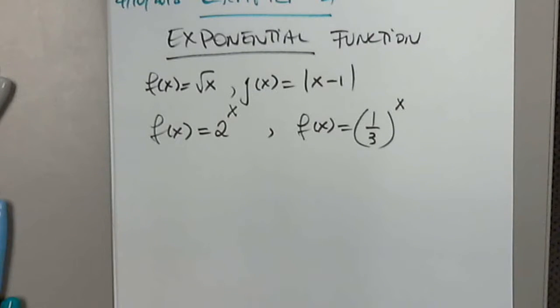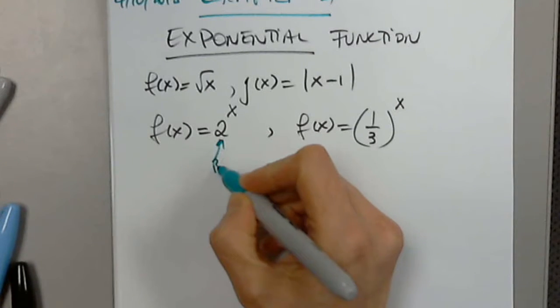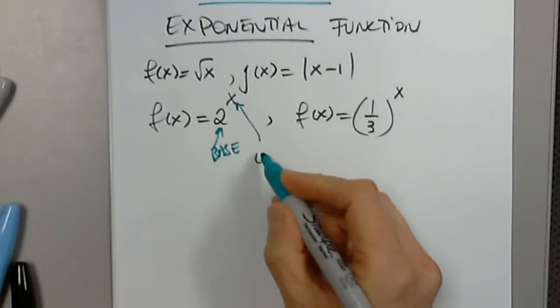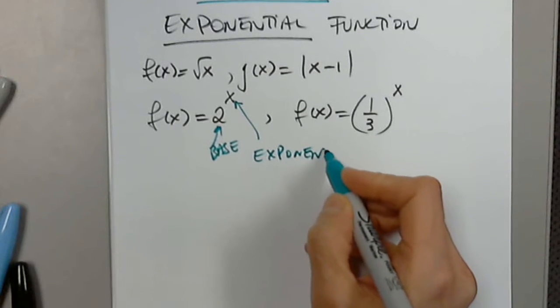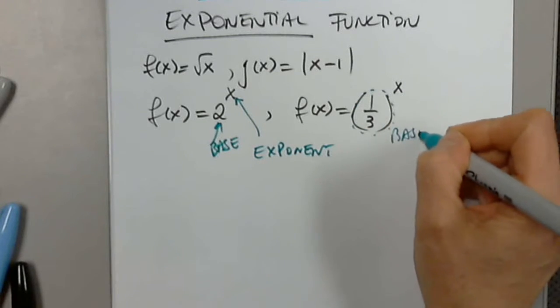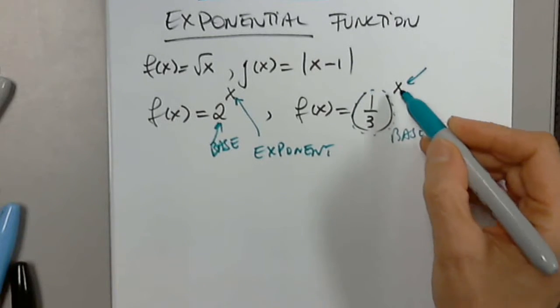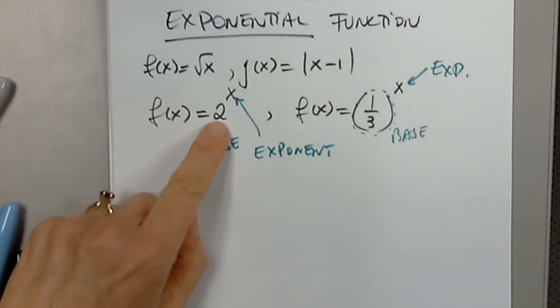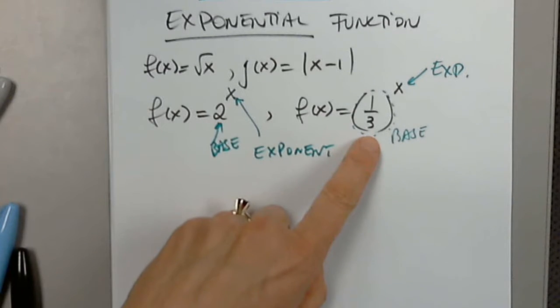Okay? So both of these have two pieces. The first piece is the base. And the second piece is, very good, the exponent. Here, this is the base. And this is what again? The exponent. Very good. Again, we have not seen these functions before. I'm saying two functions because look at what happens. The base here is 2, and the base here is 1/3.